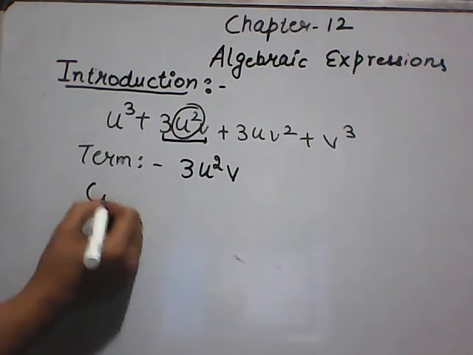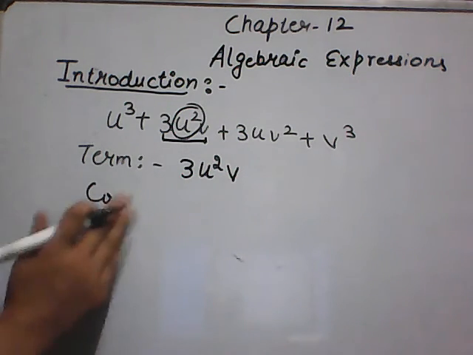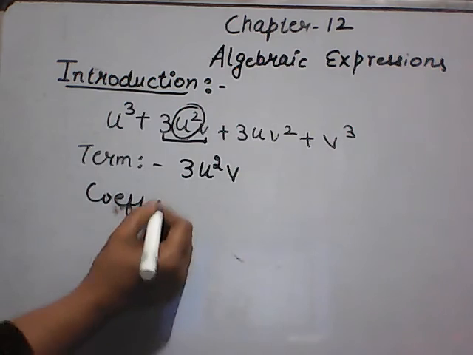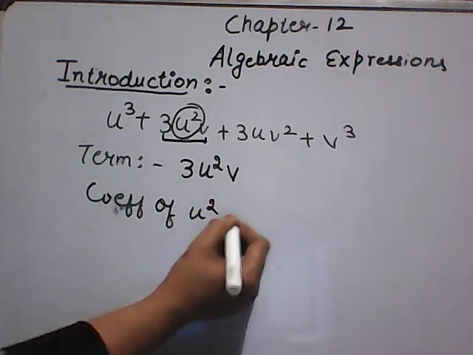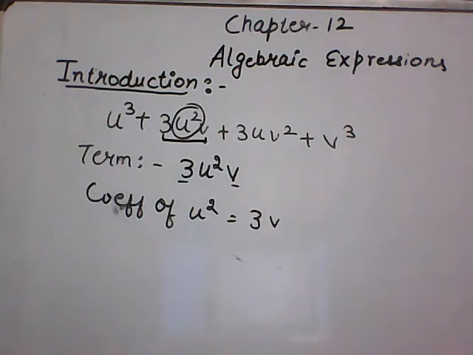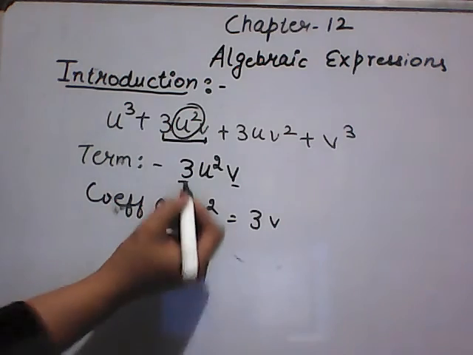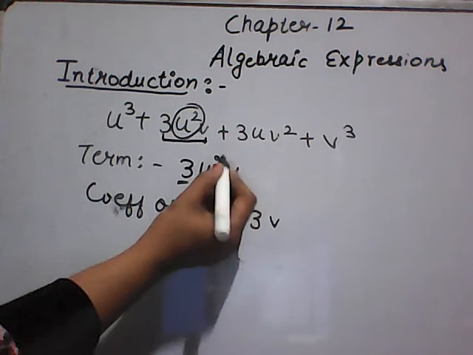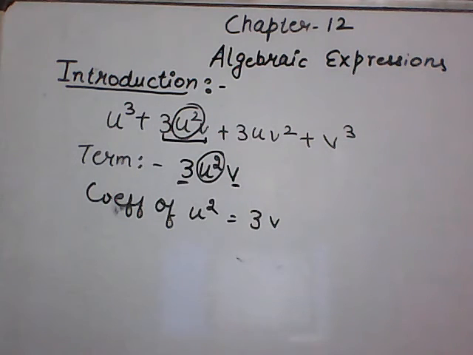Now what is the coefficient of u square? 3v. Here 3v is the multiplier of u square, so we can write it as the coefficient of u square. You have to just write the multiplier of u square, not the u square itself. So what is the coefficient of u square in this term? 3v. In this way you have to write it down.